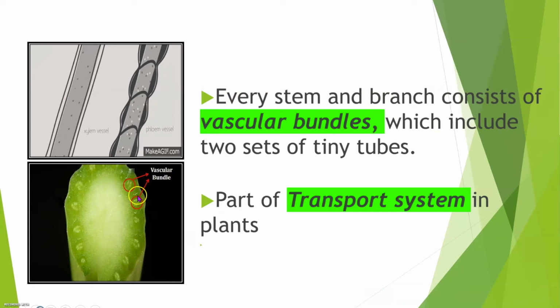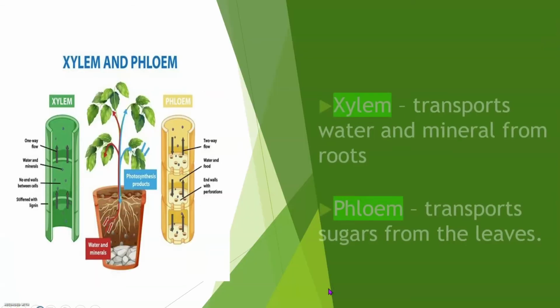But these vascular bundles and these two sets of tiny tubes are part of the transport system in plants. Again, can you repeat after me? Transport system. Very good. So they are part of the plant where they transfer or transport food and water throughout the plants. Very good. Okay, let's move on.